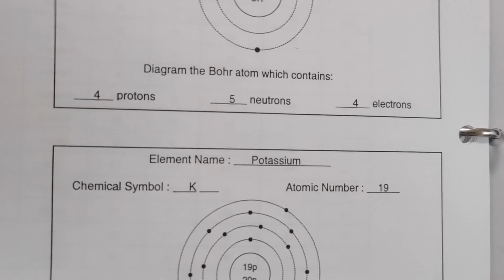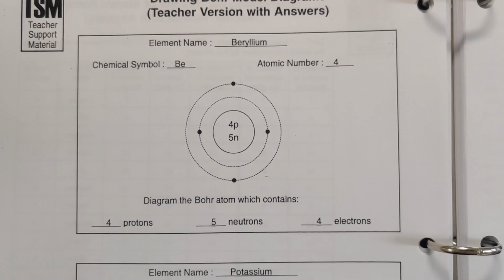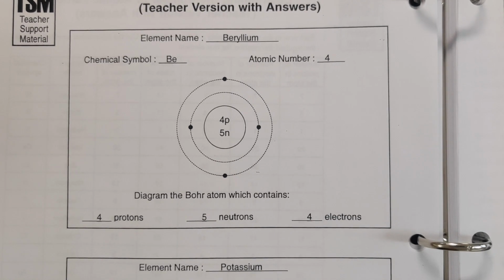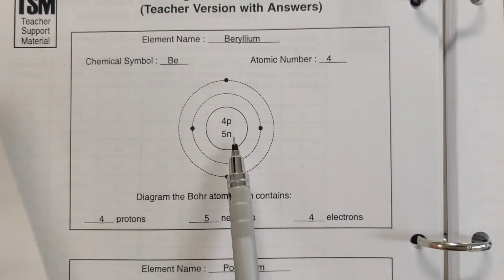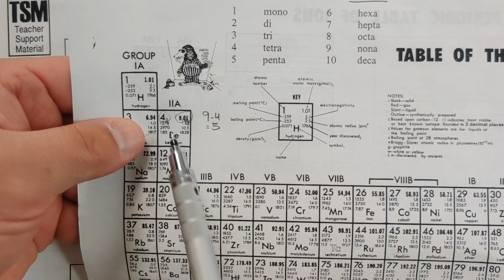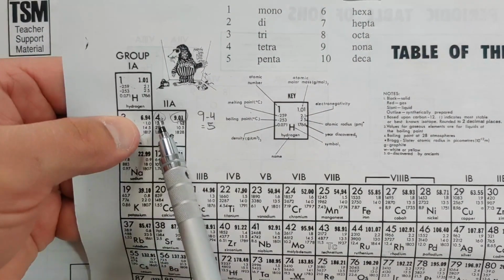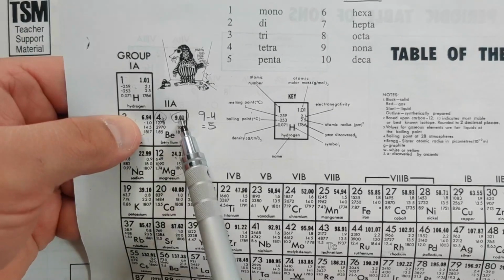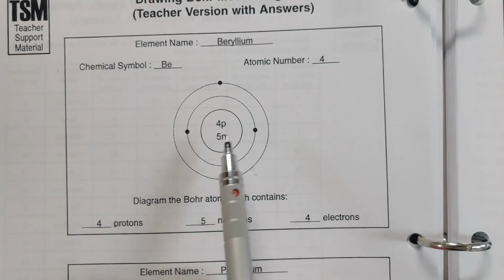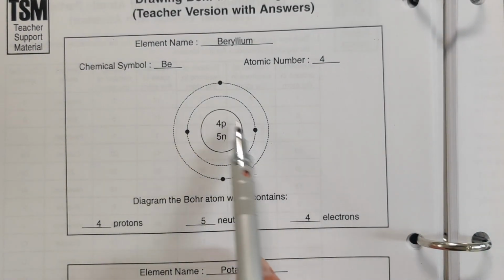And then I'll just do an example here for you. Let's see. Here is a Bohr diagram for beryllium. All right, let's see. How did we figure that out? You always put protons and neutrons in the middle. Let's look at beryllium. Protons is going to be 4. Neutrons is going to be 9 minus 4 equals 5. So 4 protons, 5 neutrons. I draw that in the circle.